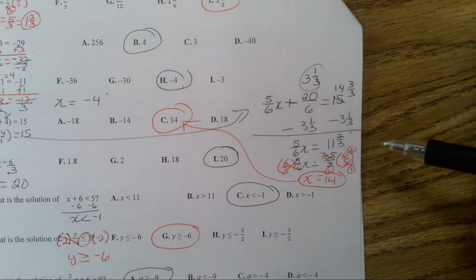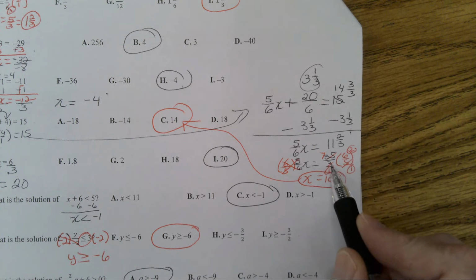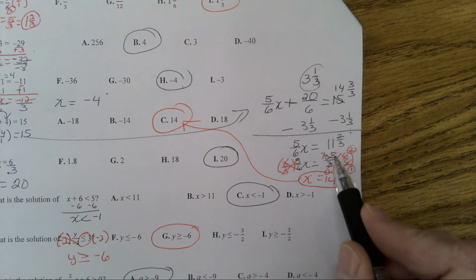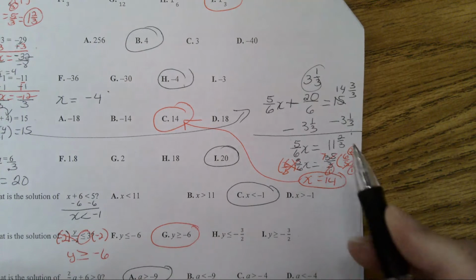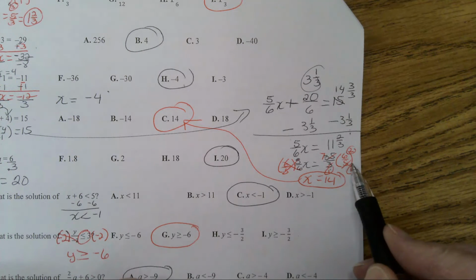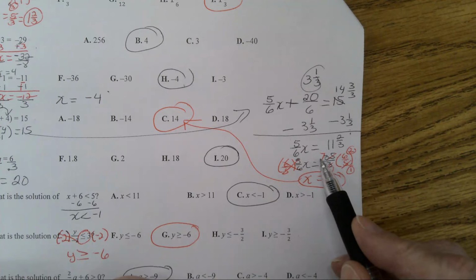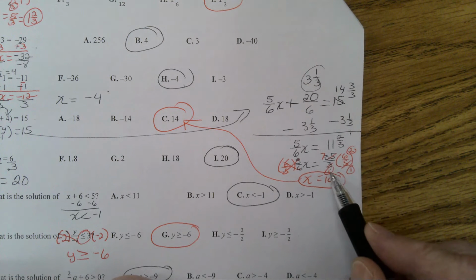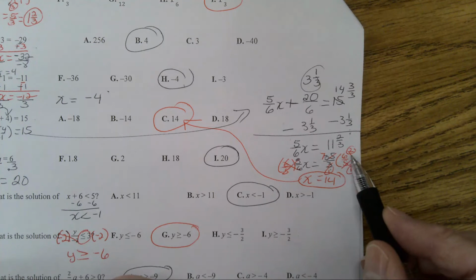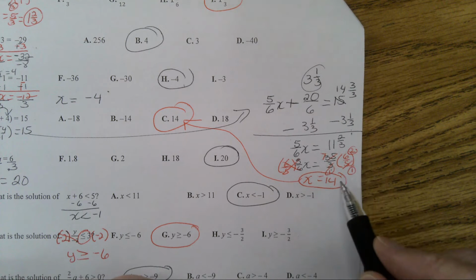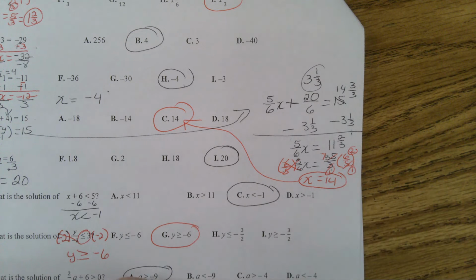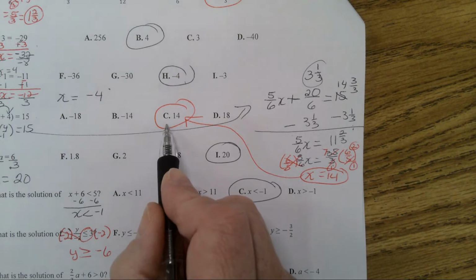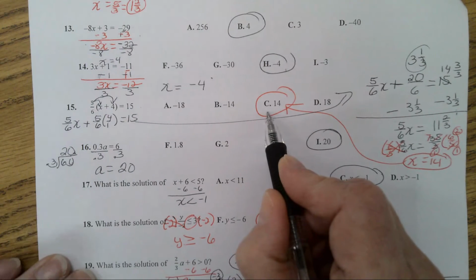Then I changed it back to an improper fraction. 33 plus 2 is 35/3. All right, that's what I did there. Then I multiplied by the reciprocal 6/5. That was friendly because 5 goes into 5 once. 5 will go into 35 7 times. 3 goes into 3 once. 3 goes into 6 2 times. So 7 times 2 is 14. 1 times 1 is 1. And I end up with x equals 14 over 1, or 14. And there's the answer for that problem.